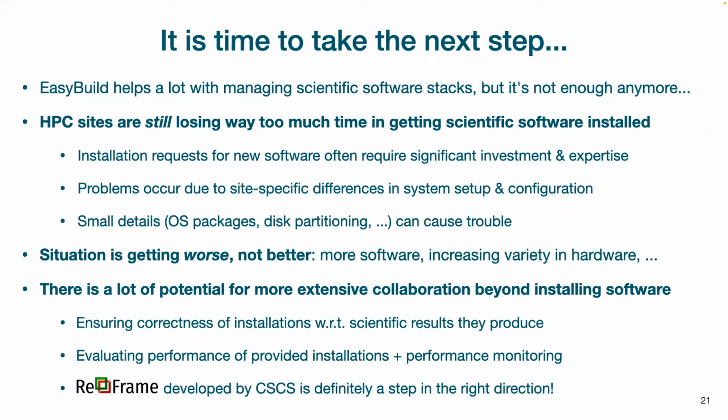Small differences in the way your system is set up, or which OS packages you have installed, or how disks or partitions are set up, like how big your /tmp directory is, can cause trouble with some builds that only some people see, not everybody. So that's not a good thing. This is definitely not a solved problem, and the situation is getting worse. We're getting more software, increasing variety in hardware, more accelerators, and all of this. So we see an opportunity for more collaboration beyond just EasyBuild, basically collaborating more and maybe doing something a bit more centrally to tackle this problem in a better way.